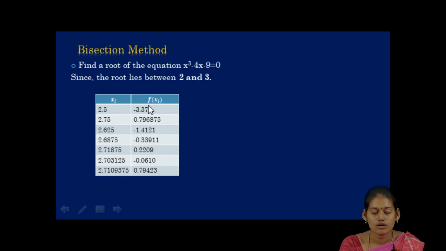We are going to list the xi's in the first column and the function values of the xi's in the second column. The root lies between 2 and 3, so the midpoint is 2.5. The function value at 2.5 is minus 3.375. Likewise, we proceed with the above process and repeat it until we get the root which satisfies the equation f of x equal to 0.